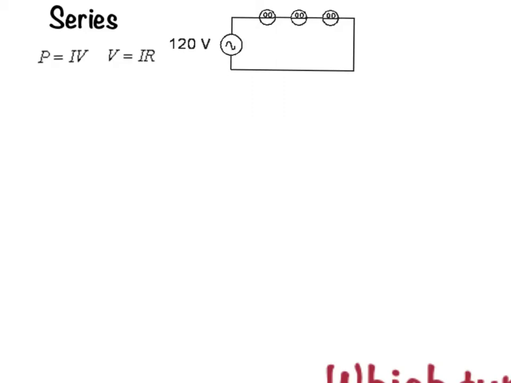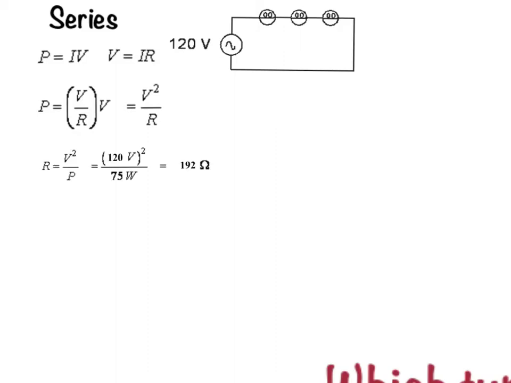Now, power is IV, Ohm's law is V equals IR, so if we solve Ohm's law for the current and plug that into the power equation, we get P equals V squared over R. Rearranging this and solving for resistance tells us that each bulb is going to have a resistance of 192 ohms. Try that out yourself. Now this resistance doesn't change, it's pretty much constant no matter how much potential difference we apply.